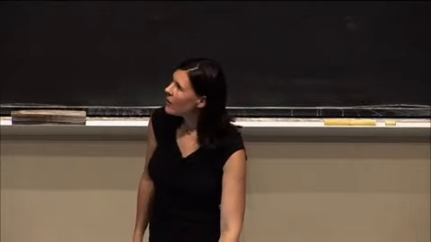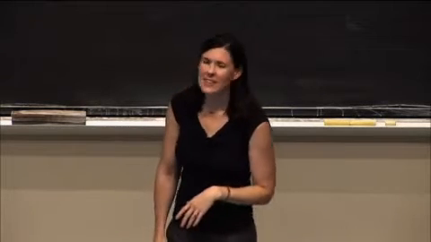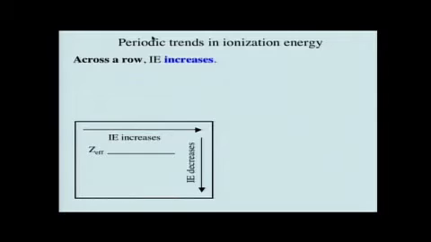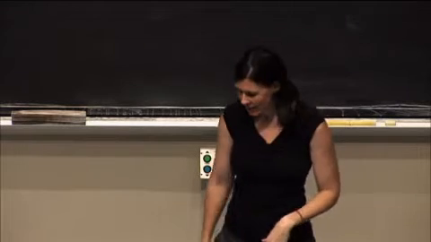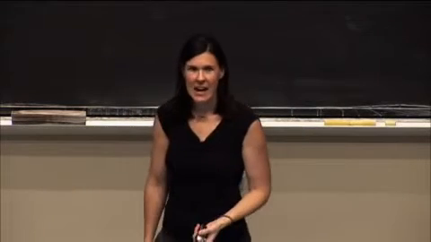All right, so let's take a look at this in terms of periodic trends. That's our topic here. We're talking about periodic trends. So as we go across a row, and this is my beautiful picture of a periodic table here, as we go across a row, what happens is that the ionization energy actually increases, and we can think about logically why that's happening.